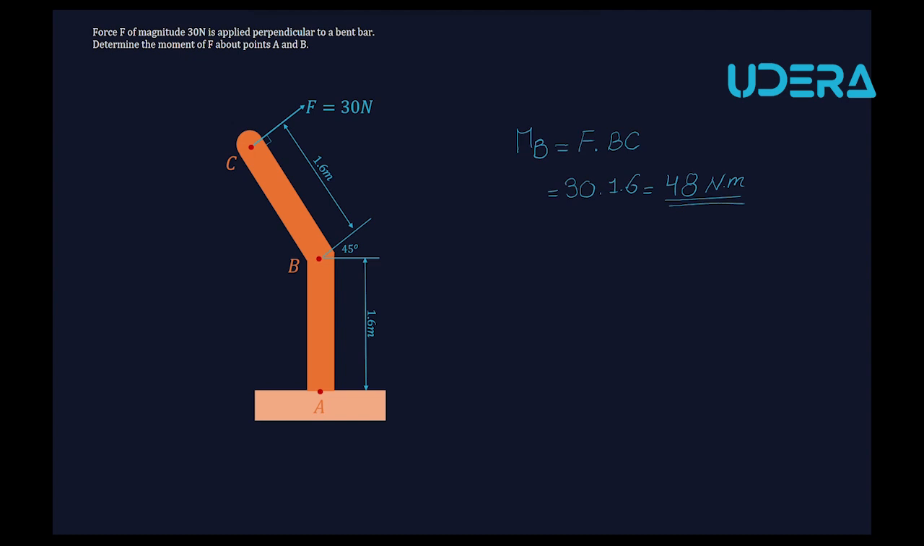Because as you see, when I draw a line from point B toward the line of action, it's perpendicular to the line of action. So this is exactly the distance 1.6 given on the figure. But when it comes to point A, the scenario is totally different. So in this case, I have to find the force vector components.